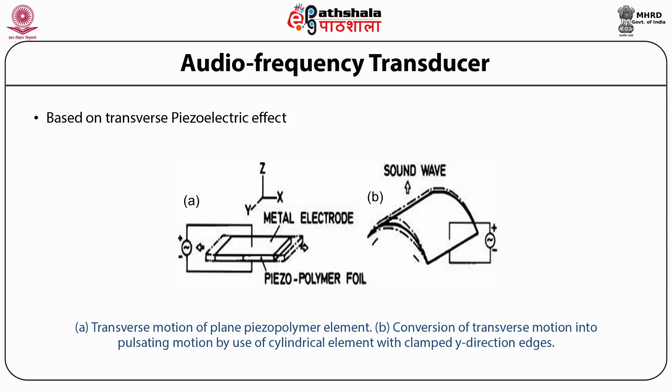Better coupling can be achieved by the arrangement shown in B of this figure, where the film has a cylindrical curvature and is clamped at its two straight edges. Due to the shape of the film, the transverse motion is now converted into a pulsating vibration which strongly couples to the surrounding medium.